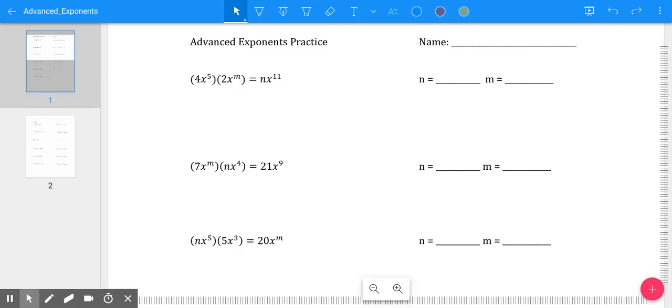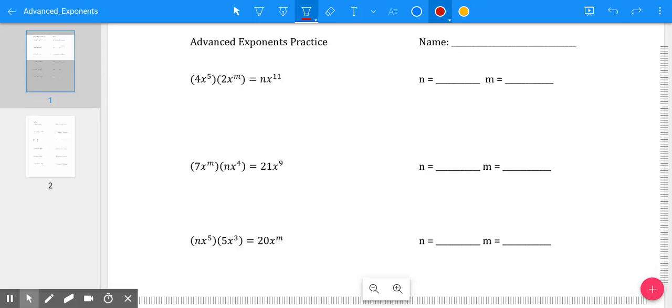Today's lesson we're going to call Advanced Exponents, and basically what it's going to do is have some missing pieces where we need to find either an exponent or a coefficient as part of the problem. So if you take a look at our first problem, you can see that we're looking at 4x to the fifth times 2x to the m, so we're going to need to find that m, and all of that should work out to nx to the 11th.